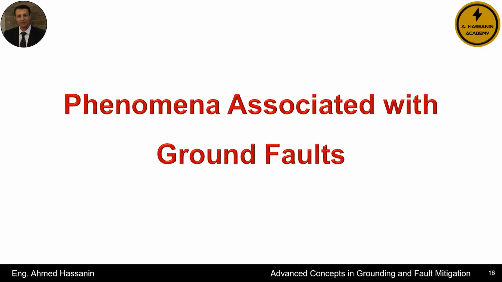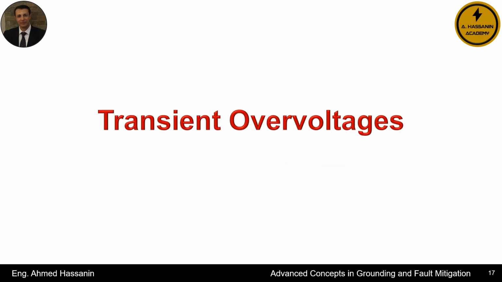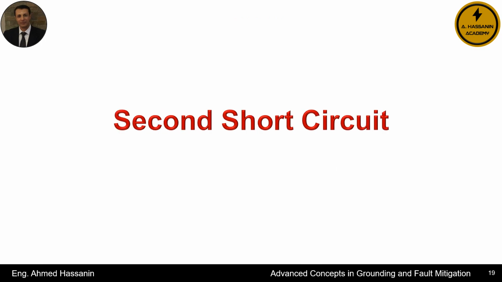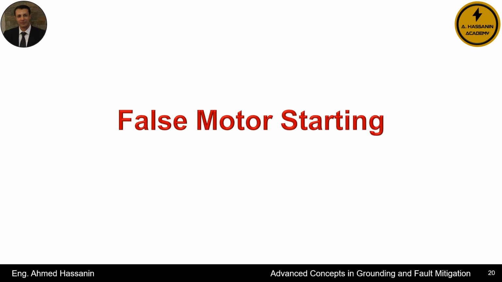Next, I will introduce you to some important effects that can occur when a ground fault happens. Then I'll talk about transient overvoltages and how they occur in ungrounded systems. Next, I'll cover the phenomenon of arcing ground, what it is, how it happens, and why it can be dangerous. Then I'll discuss an important phenomenon known as the second short circuit. Next, I'll talk about the phenomenon of false starting in motors.